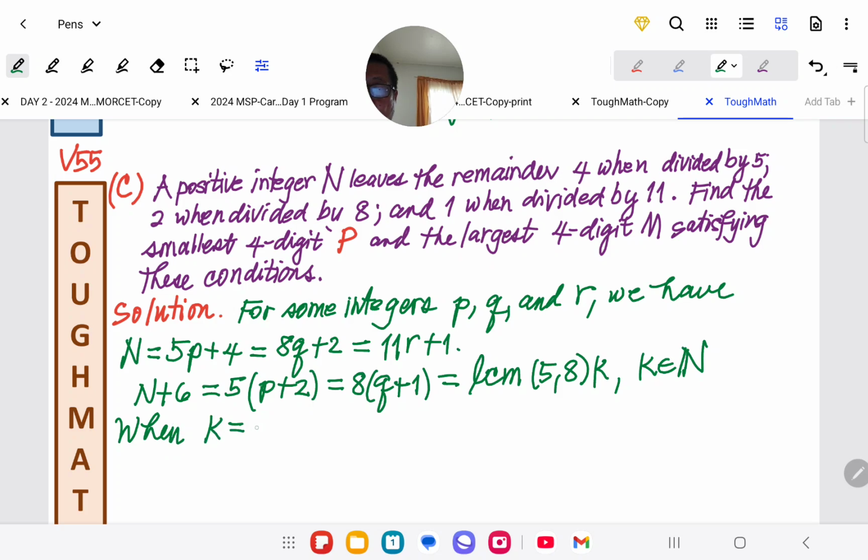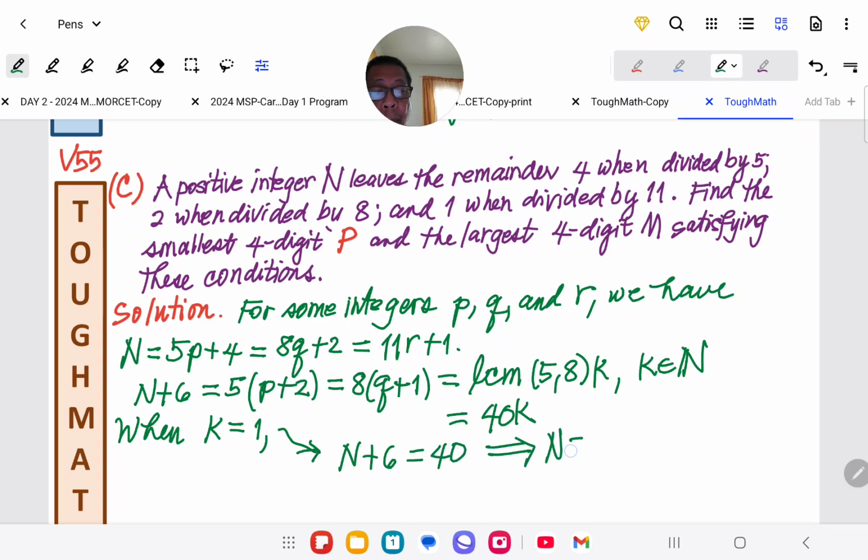Now, by the way, this is 40k. So when k equals 1, then you have n plus 6 equals 40, which means that n is equal to 34, which can be written as 11 times 3 plus 1. Okay?